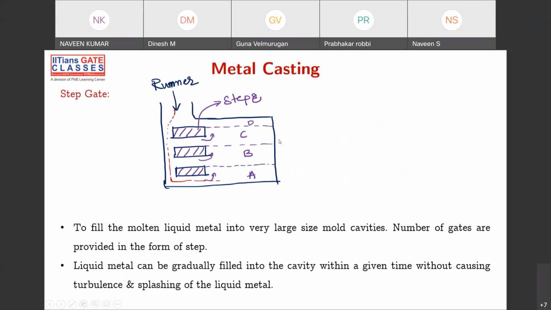Now step gating, obviously that is the fourth gating, and here we have steps. So first initially it will fill the bottom, and then it will fill the next level, and then the next, like this. It will keep on filling it. So like this, mostly people will try to reduce the turbulence and all these things by step gating system.